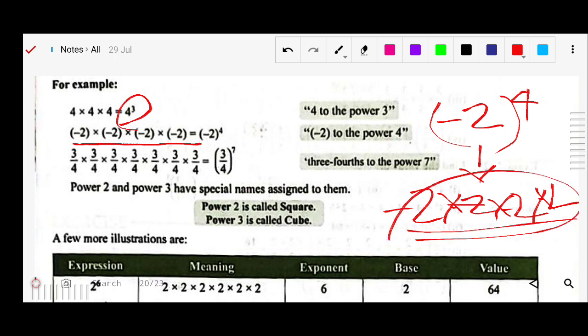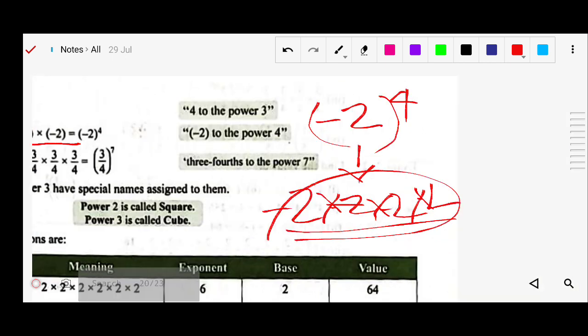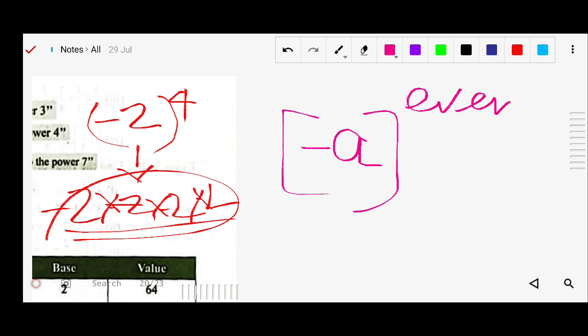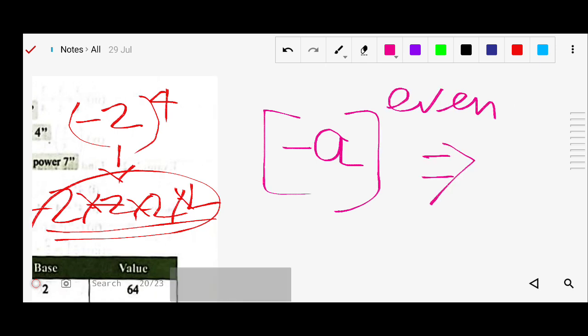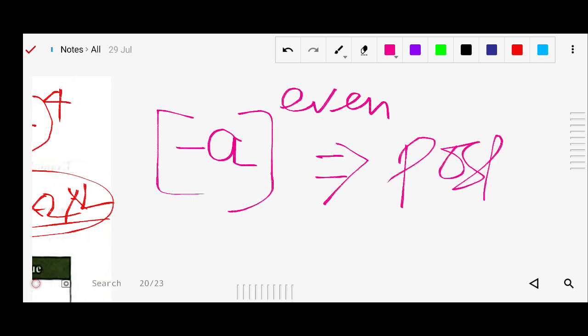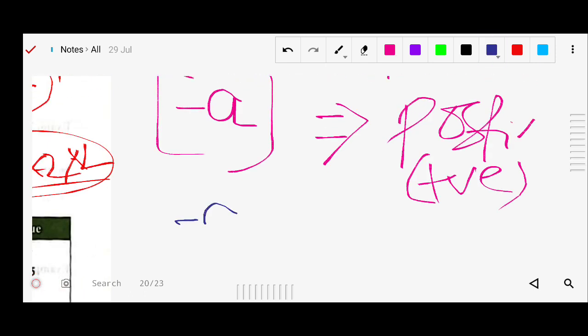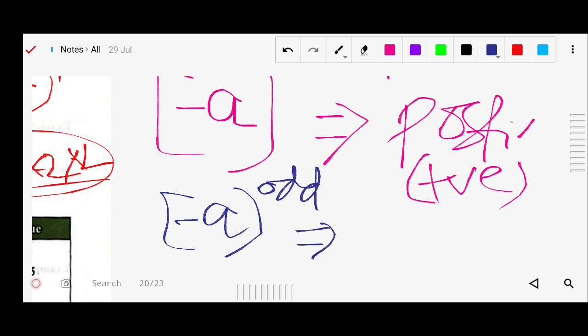Now there are some methods also to learn this. Whenever you have a negative number, if your base is negative and the exponent is even, in this case your answer will always be a positive number. This you have to keep in mind, and write it down somewhere. And again, if it is a negative base and the power is odd, your answer will always be negative.